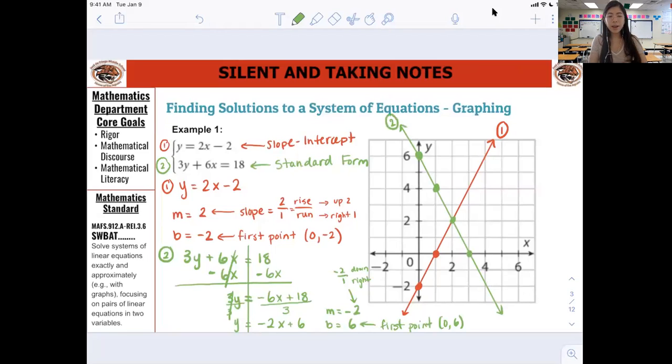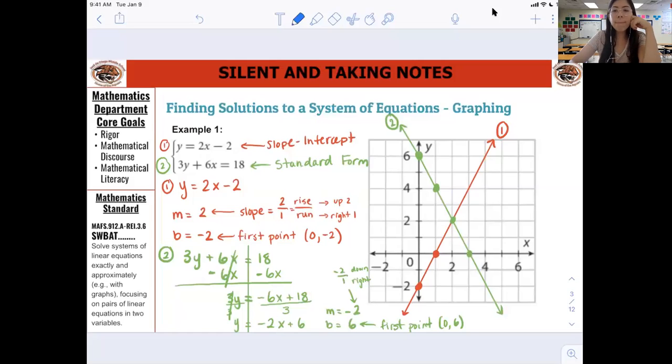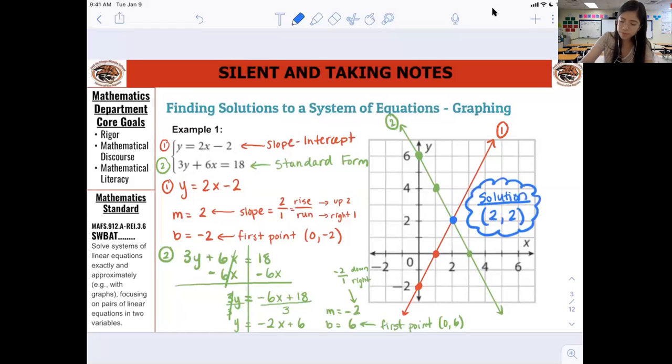And now that I have my 2 lines and I've graphed them, I can find what the actual question is asking, which is the solution. So where do I look again for the solution? Where they intersect. And now that we're on this topic, like I mentioned at first, it's a little bit different. It's not just the x value anymore that I'm interested in. I want the whole coordinate point. So what is my solution? We look at the blue dot, and our solution is 2, 2. That's it.